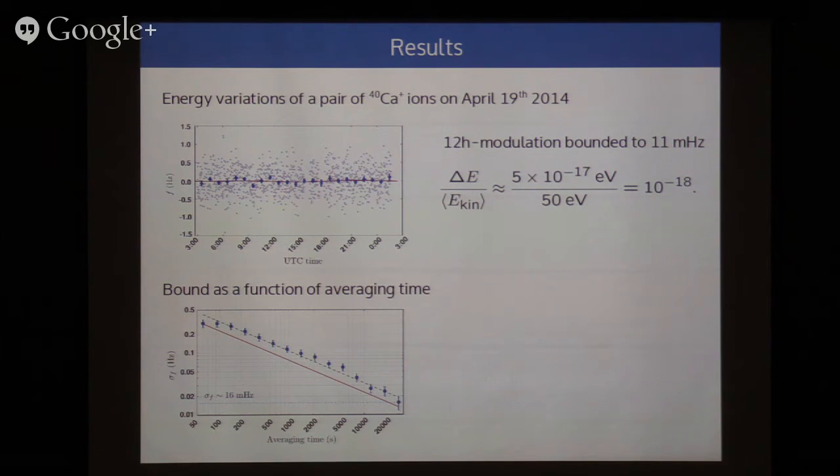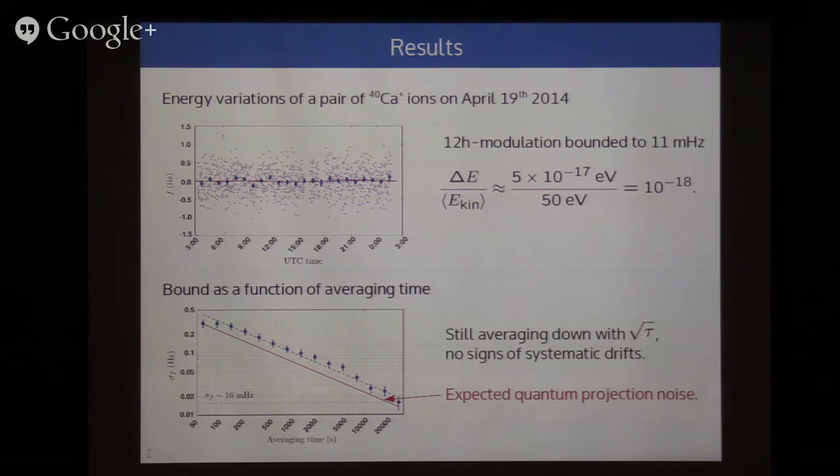So this works nicely, and it is just about a factor of 2 higher than what you would expect from actually quantum projection noise. But the interesting thing is that it also averages down really with the square root of the time. So it seems that we have a very good grasp on systematics, and that we just would need to measure much longer to actually get more precise.